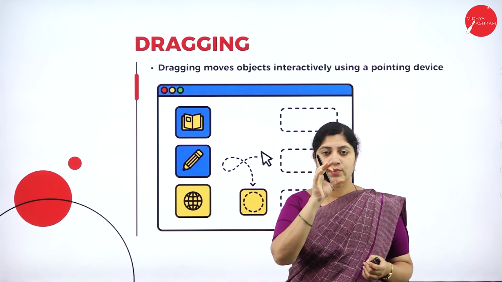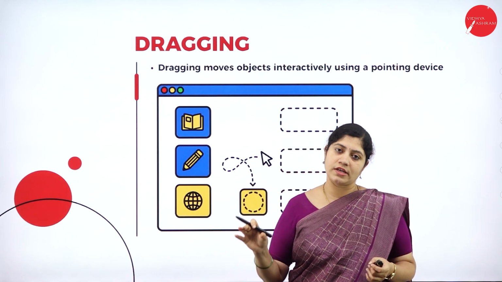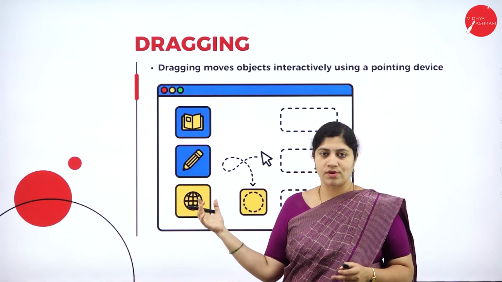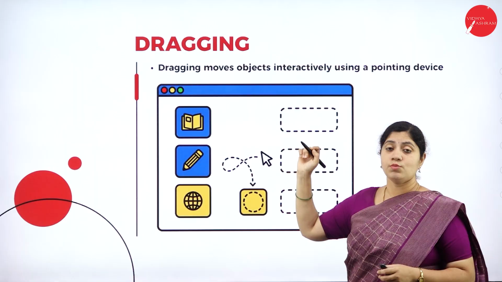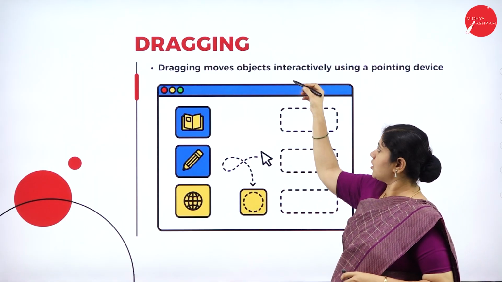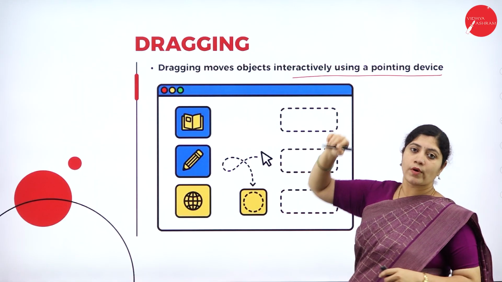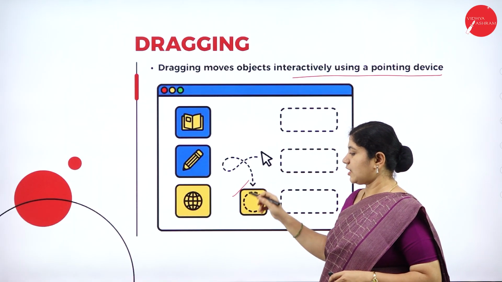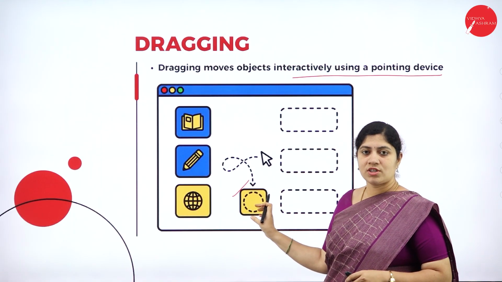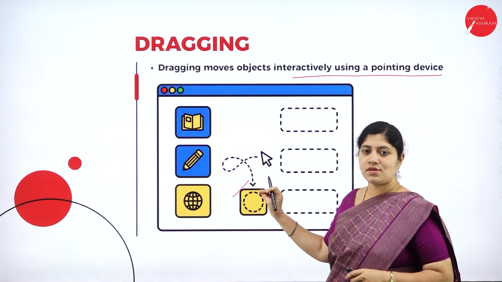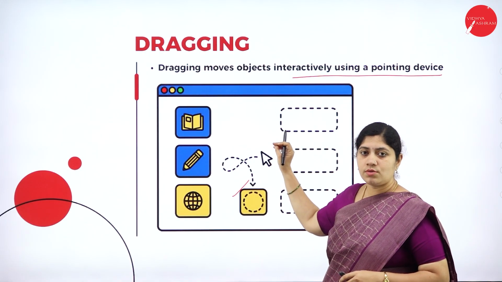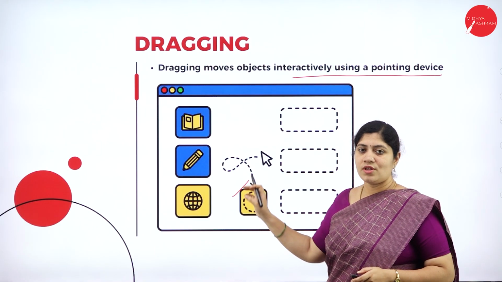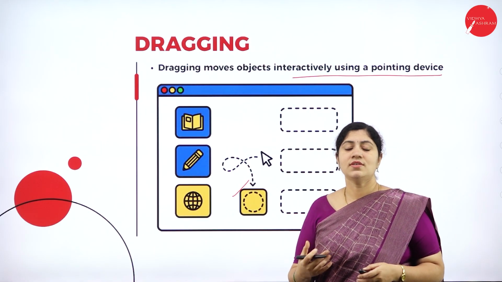So if you want to move an object from one position to another position, then the technique we use is considered as dragging. Thus, we can say that dragging moves an object interactively using a pointing device. So this is a simple image where we can see that a block inside an image is considered and a pointer is trying to drag that object or a part of the image, right? So this is dragging.